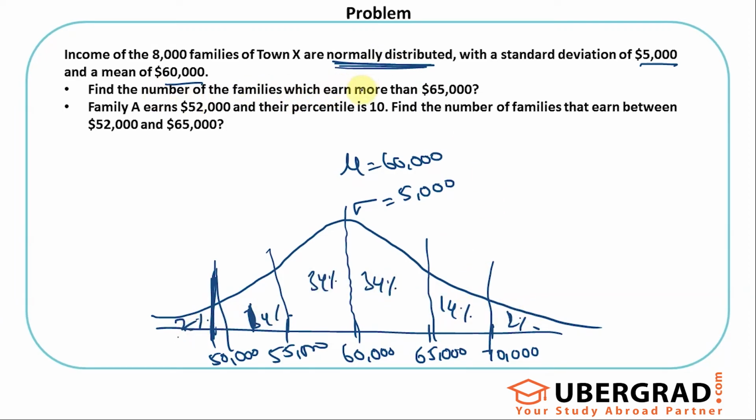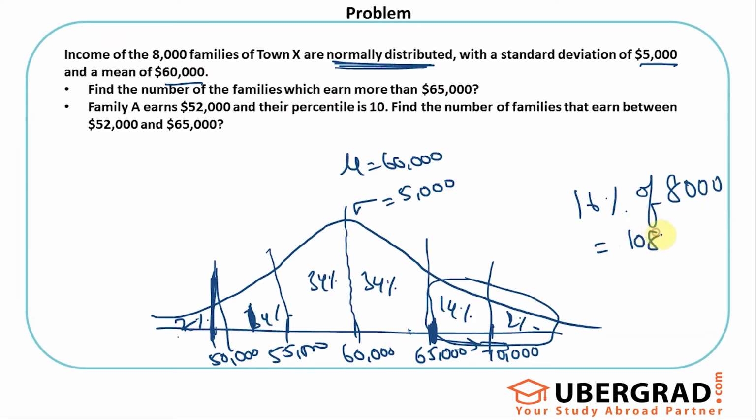Find the number of families which earn more than 65,000. How many families earn more than 65,000? That is to the right, so this is just the 14 plus 2. 16% of 8,000 families is what I see in the town X. So that is the answer for the first question. How many families earn more than 65? 16% of 8,000, so that will be 1280. 1280 is the number of families. This is the easiest one I'm talking about.